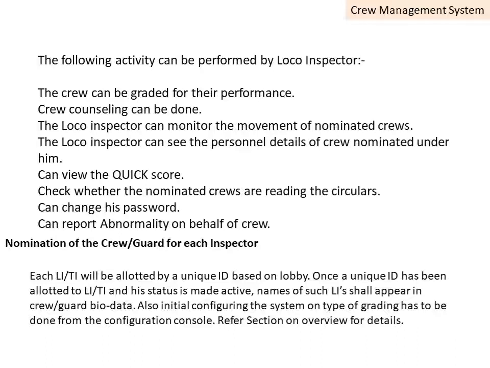The loco inspector can see the personal details of the nominated loco pilot. Now, only the nominated loco pilots are available in the system. It accepts only the available loco pilot names. We can see the loco pilot names only by allocation of this. They can be graded, but only loco pilots. Assistant loco pilots and shunters will not be there. Only loco pilots will be nominated, and they can be graded.